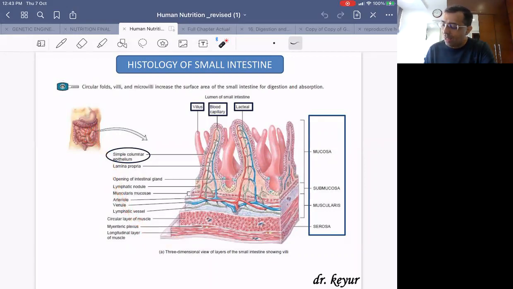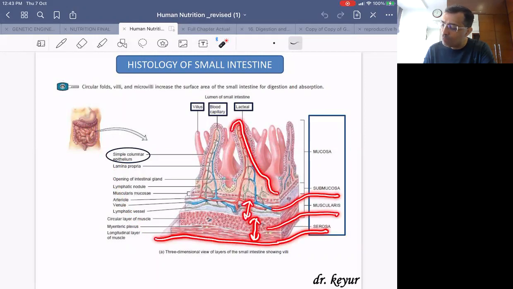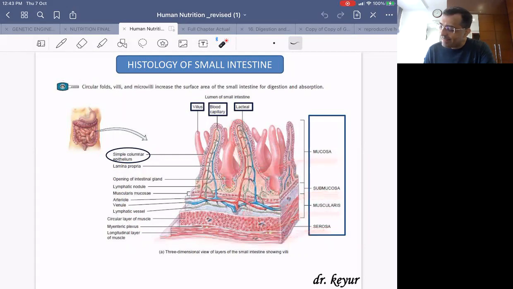So you have, sorry, the outermost layer called the serosa. Underneath it is the muscularis layer. Then we have the submucosa and we have the mucosa. तो ये चार layer exactly same है.